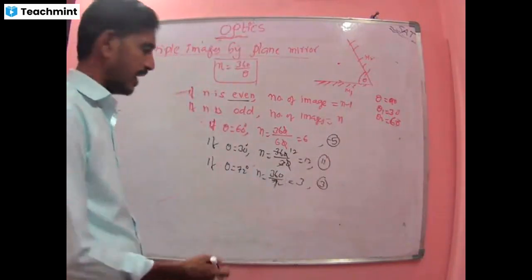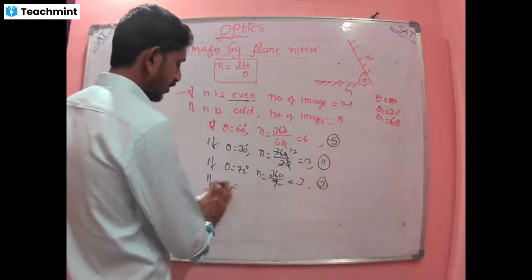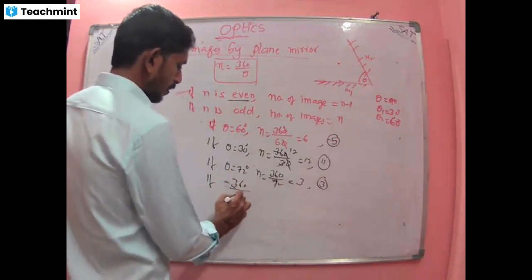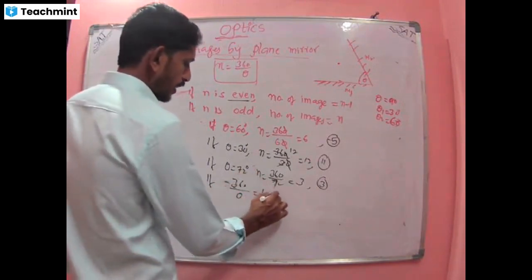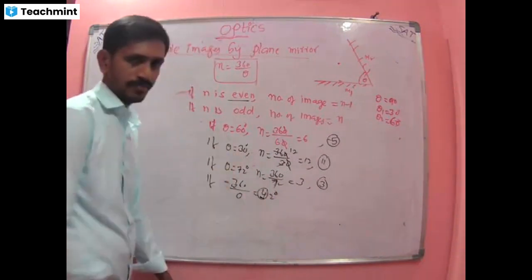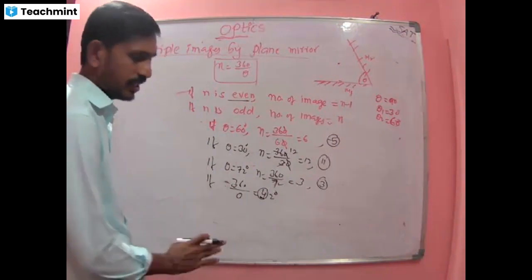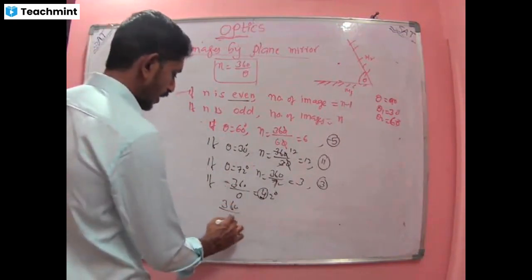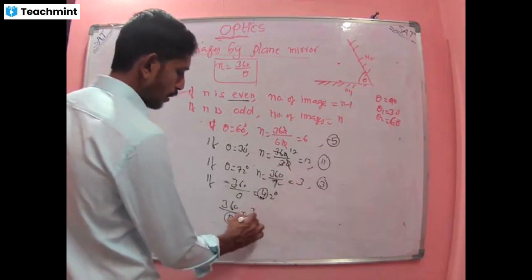If we get a fraction, for example, if you divide some angle theta into 360 degrees and get a fraction like 4.2, we take only the integer part. For example, if you divide 360 by any angle and get a fraction, again, for example, 3.6.